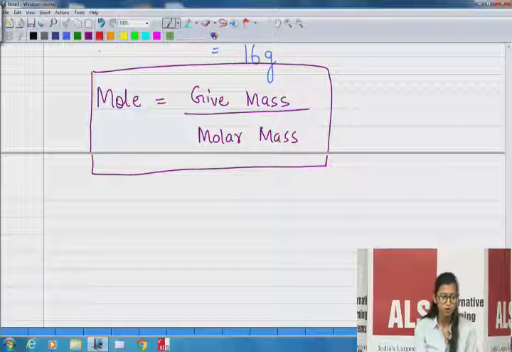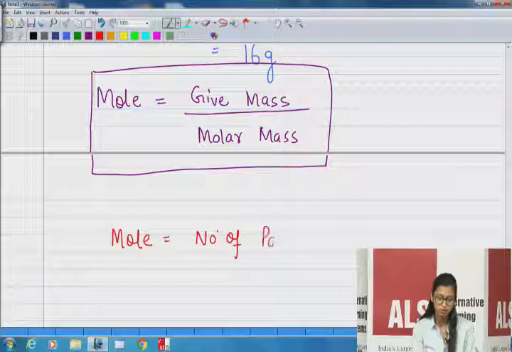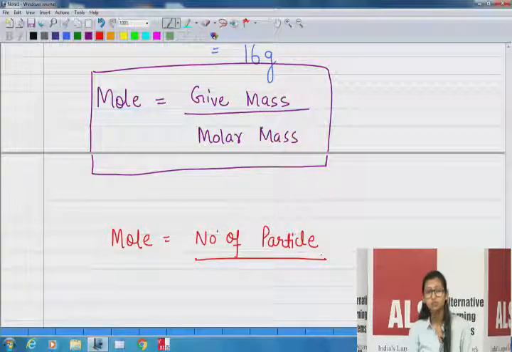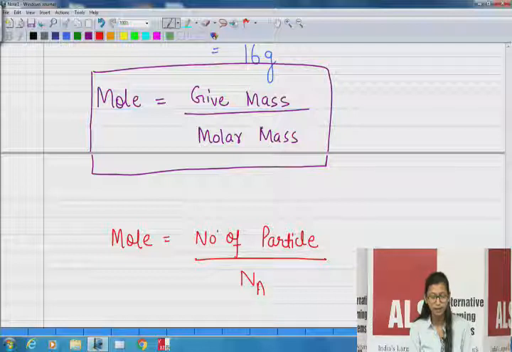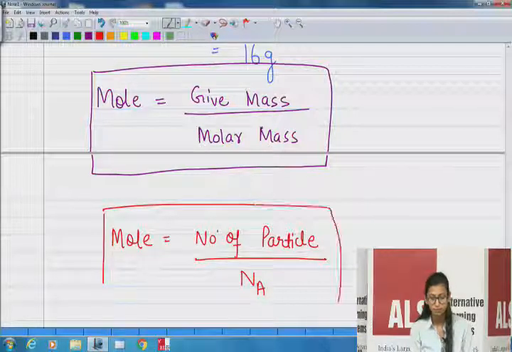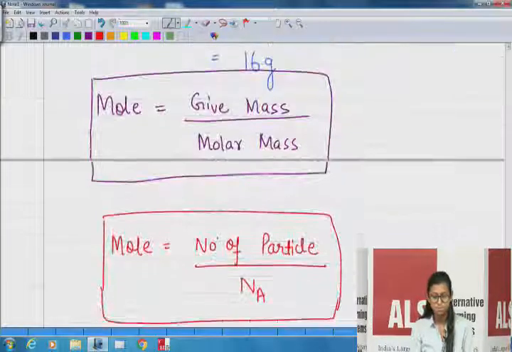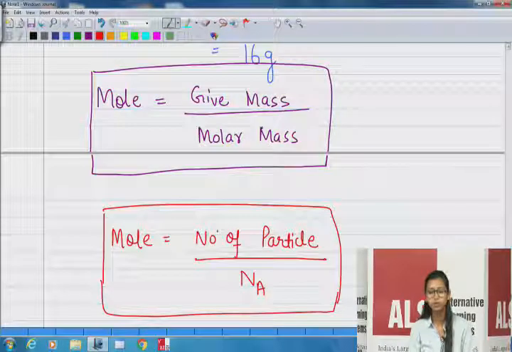Mole is equal to the number of particles divided by Na. Don't worry, we will be using it in our numericals, particularly from physical chemistry, where they will ask you questions. There is not much theory like you were studying in your junior classes. There will be a lot of questions here. These are the two formulas. If you get these formulas, you will be able to solve the questions here.